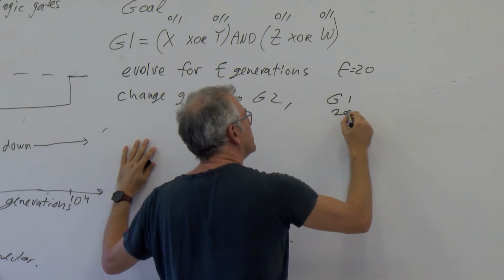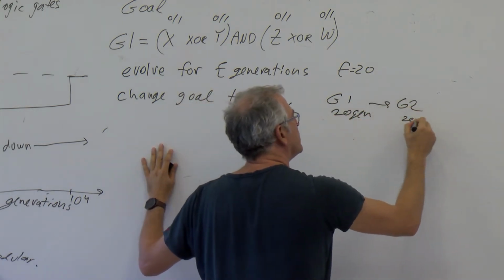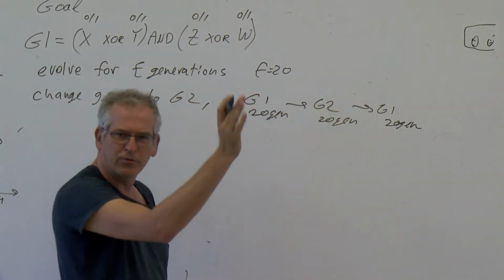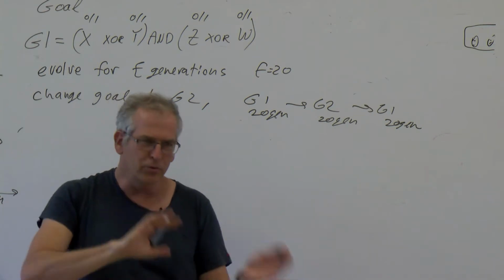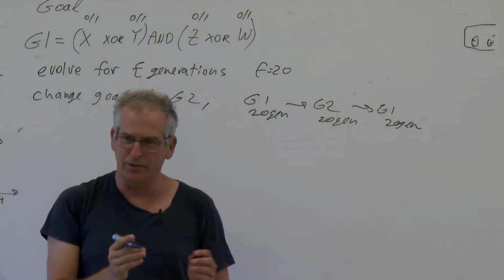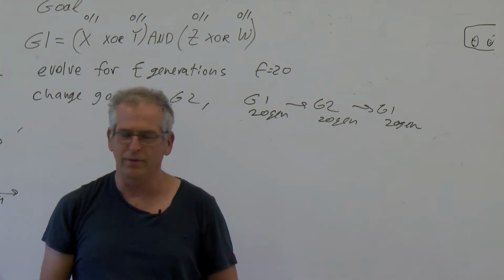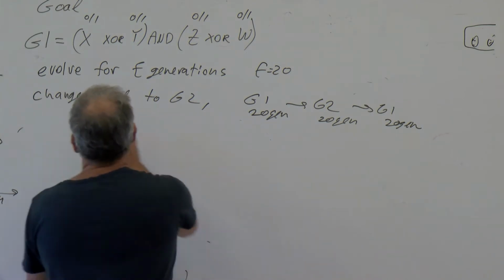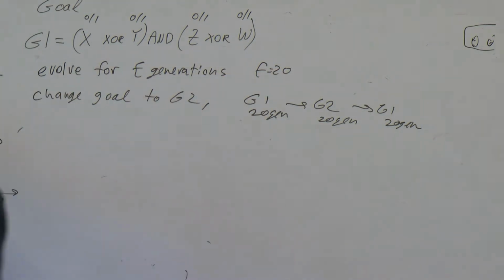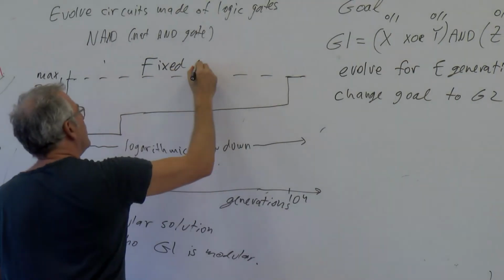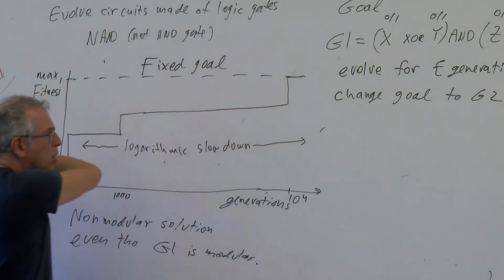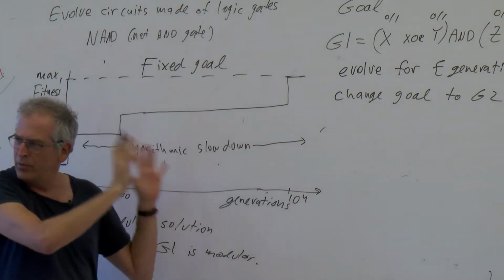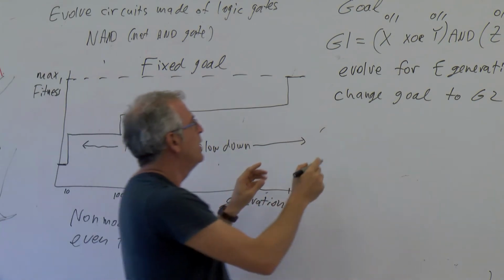So G1 for 20 generations, G2 for 20 generations, G1 for 20 generations. We can keep changing to G3, G4, G5, or just G1, G2, G1, G2 every 20 generations. So I'll tell you what G2 is. Okay, that's the trick we're going to do. Up till now we saw what we're going to call this fixed goal, that's to say, only one goal and we're not switching anything, epoch length equals infinity, one big epoch like that. And now we're going to switch goals.